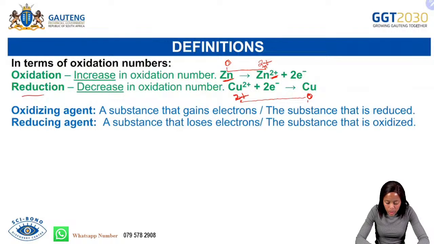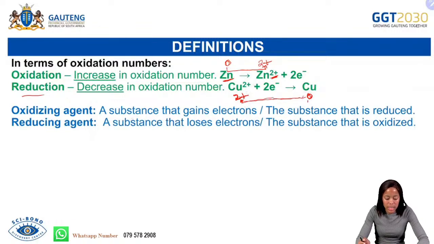This one, the copper, we're moving from 2 plus to 0. So therefore, 2 plus to 0, there is a decrease in the oxidation number. Okay.